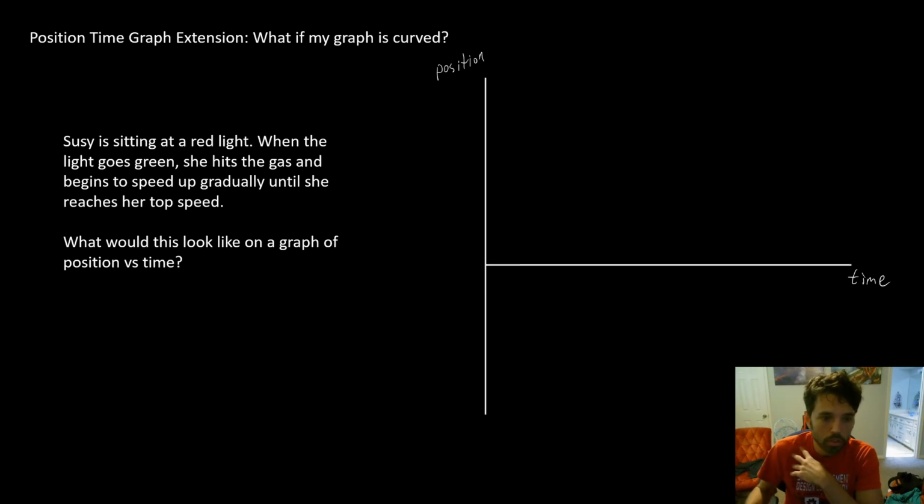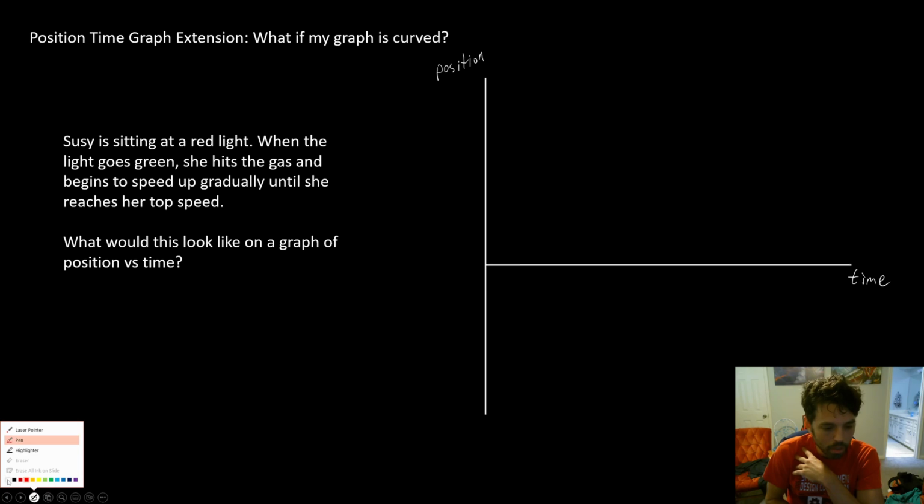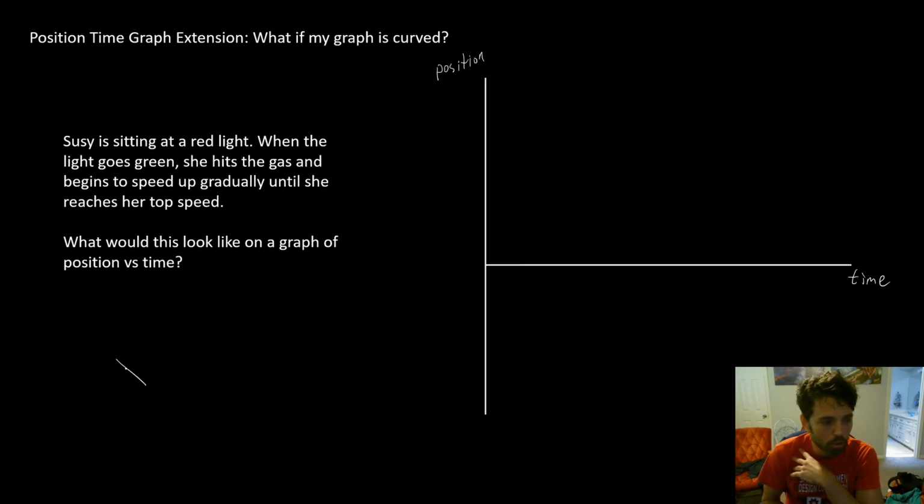these situations. So we're going to start off with Susie here, and Susie is at a red light, which means she stopped. Well, of course, this is Houston, so maybe she blows through it, but we'll pretend that she's a good driver and she stopped at a red light. And when it goes green, she's going to gradually speed up.